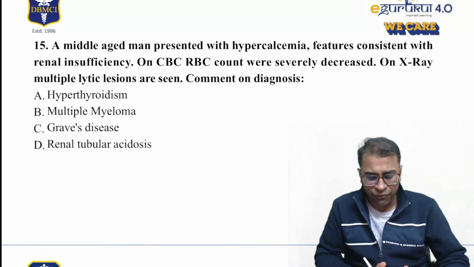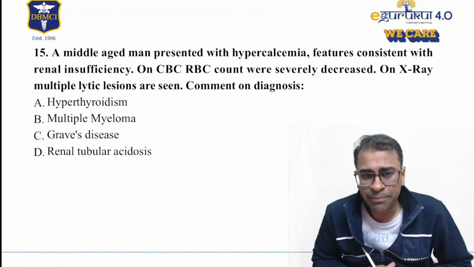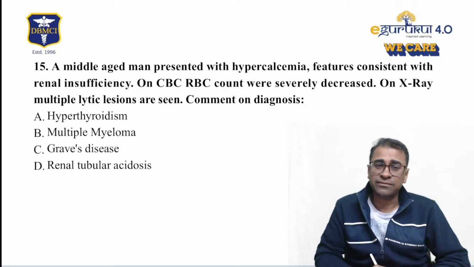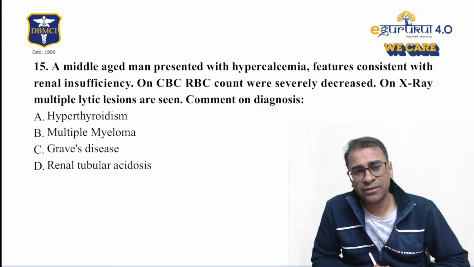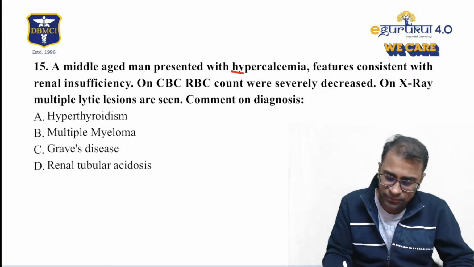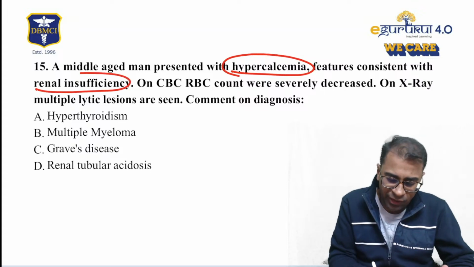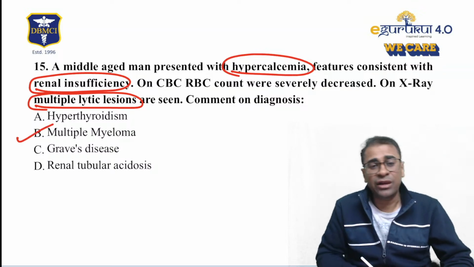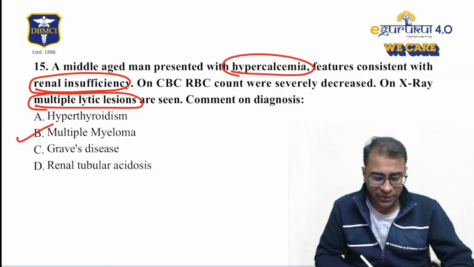चलो. 15. A middle-aged patient presents with hypercalcemia and features consistent with renal insufficiency. On CBC, RBC count was severely decreased. Multiple lytic lesions seen. Simple question. बताओ क्या आंसर इसका? Hypercalcemia, renal insufficiency, and there are multiple lytic lesions. Answer बन गया? Yes, multiple myeloma. Very good. Answer is multiple myeloma.